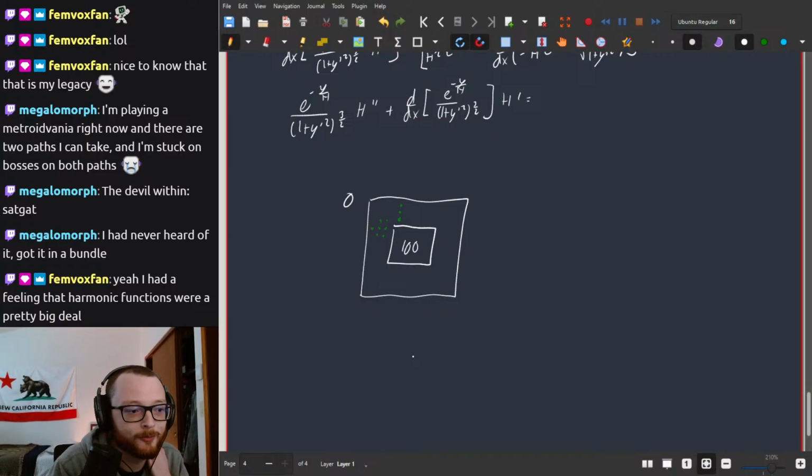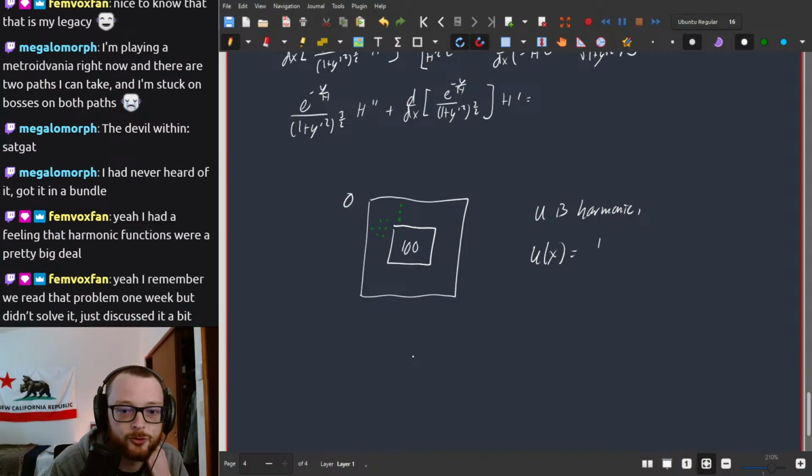And the reason that works is because of the mean value property for harmonic functions. Because if U is harmonic, then you can write U at any point as the average value of all the points around it in some ball.